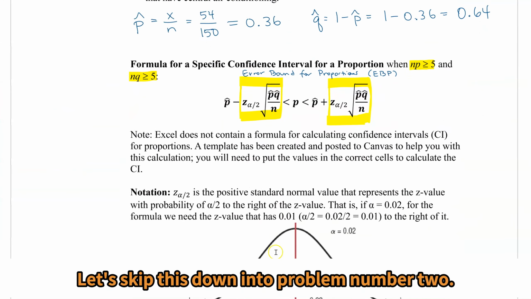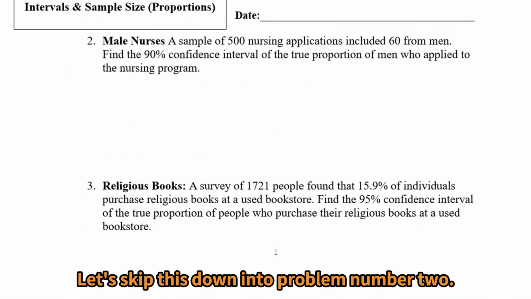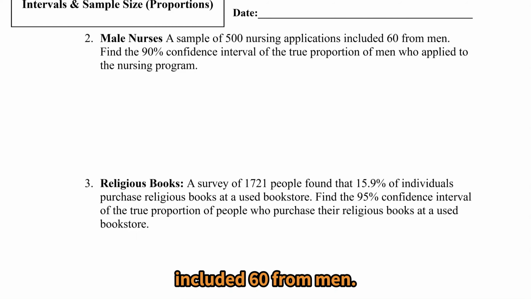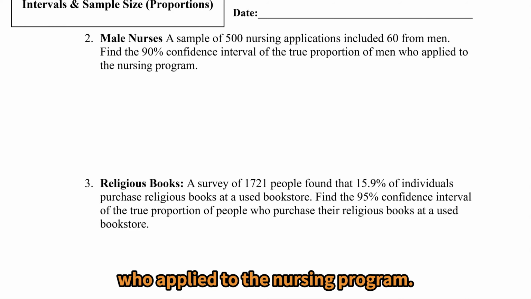So let's skip this down into problem number 2. A sample of 500 nursing applications included 60 from men. Find the 90% confidence interval of the true proportion of men who applied to the nursing program.